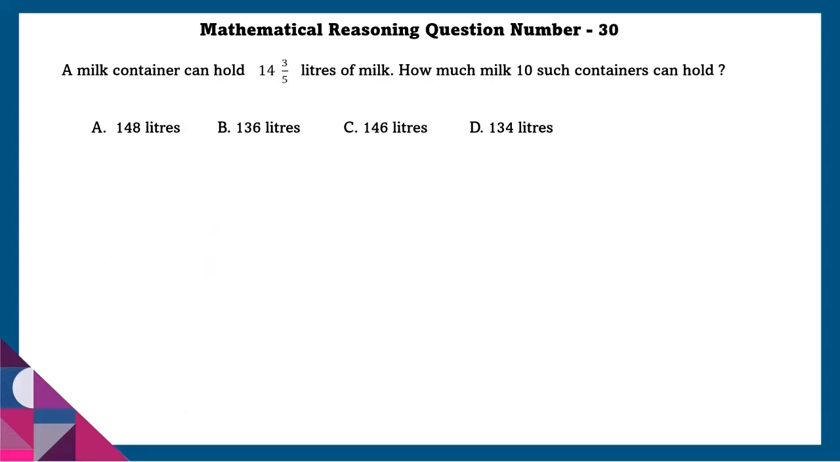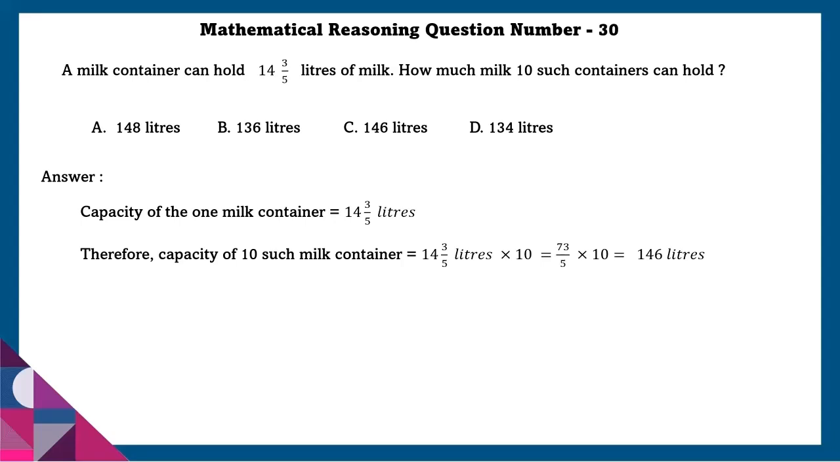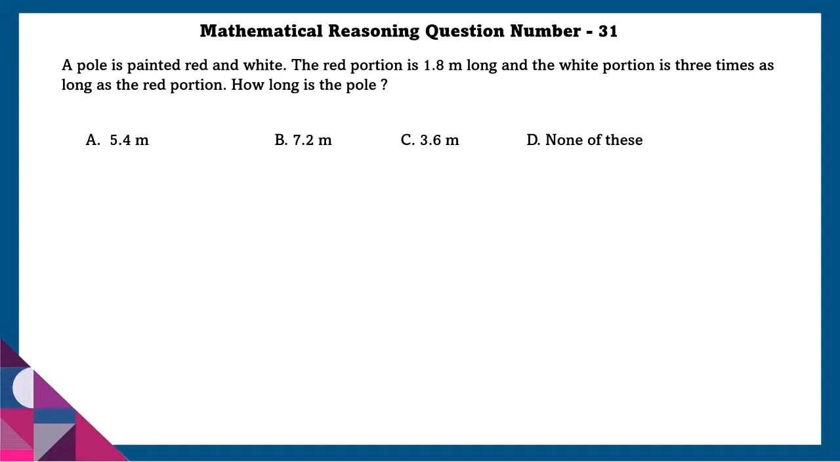A milk container can hold 14 3 by 5 liters of milk. How much milk can 10 such containers can hold? Capacity of milk in one container is equal to 14 3 by 5 liters. Therefore, capacity of 10 such milk containers is equal to 146 liters. Mathematical reasoning question number 31.